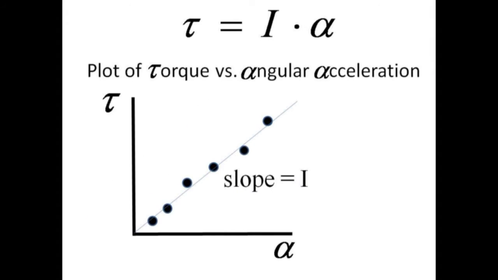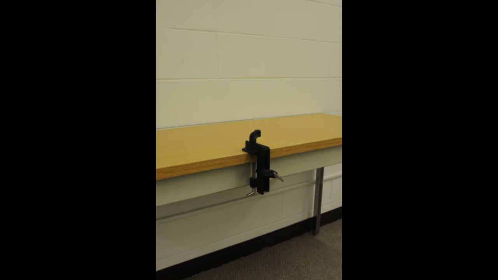Since angular acceleration is proportional to the torque, a graph of torque tau versus angular acceleration alpha should be a straight line with a slope given by the moment of inertia of the rotating object. In this lab, the rotating object is just a wheelbarrow wheel. The apparatus may be assembled as follows.